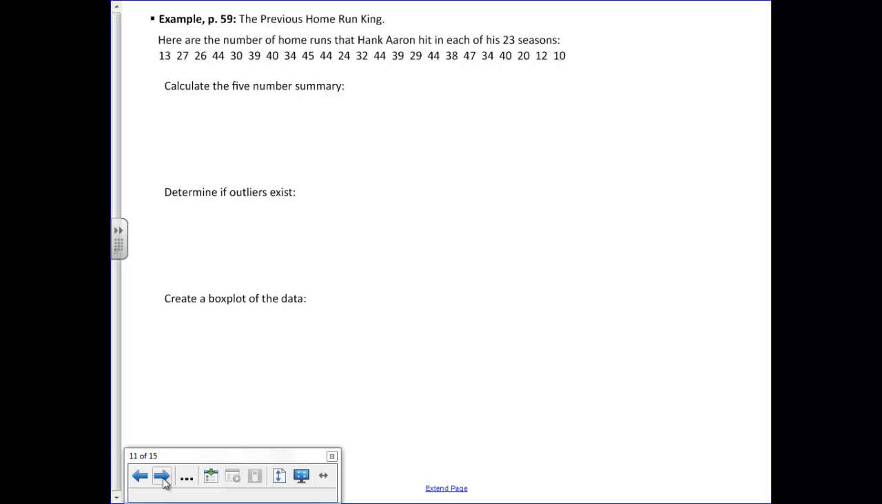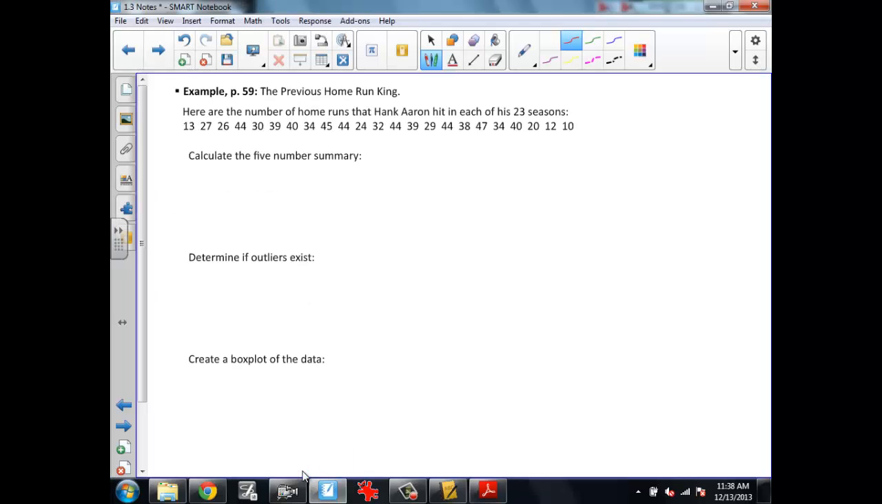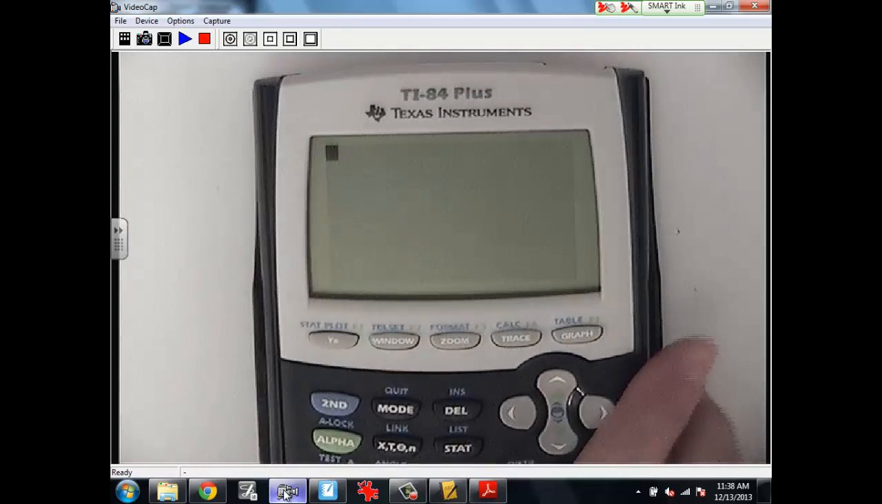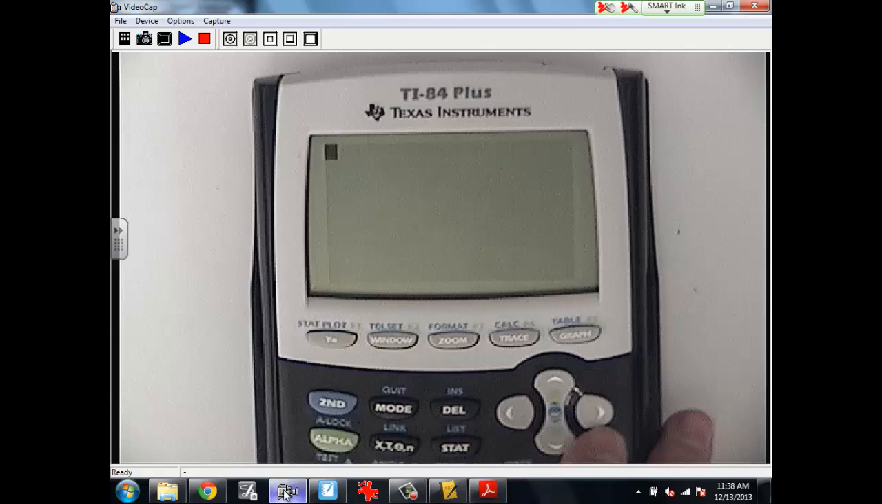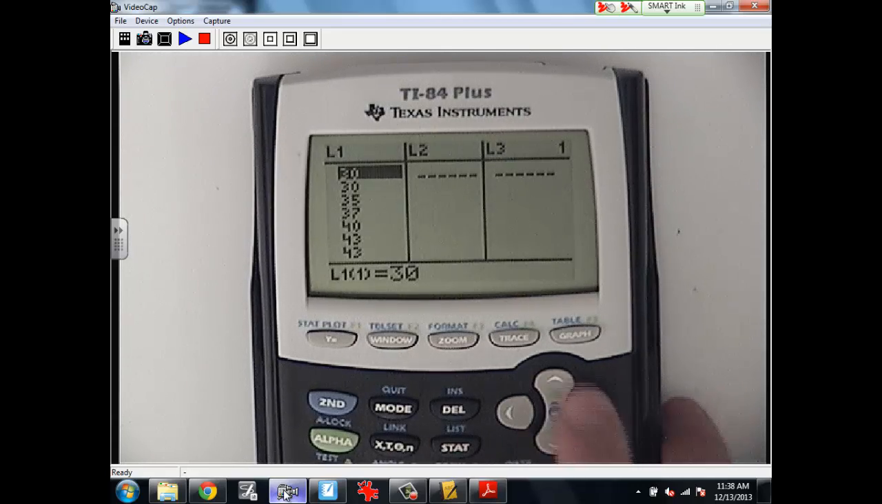Now here's another one. We got lots of calculator tricks up my sleeve here. Enter all the information in your calculator first, and then I'll show you how do we find min, Q1, median, Q3, and max really quick. Stat, edit. I arrow up, I clear out my list.